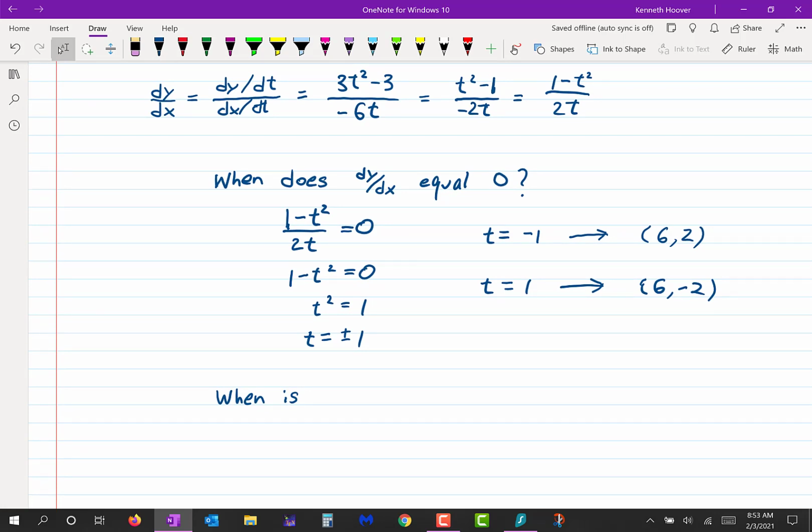dy dx, which I'll just write down this formula here, undefined. Now remember, derivatives are limits. And sometimes you find out that a limit doesn't exist. I'm going to write this neater, it's kind of messy.